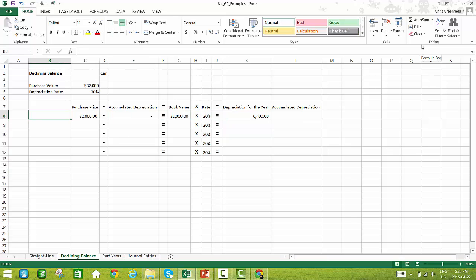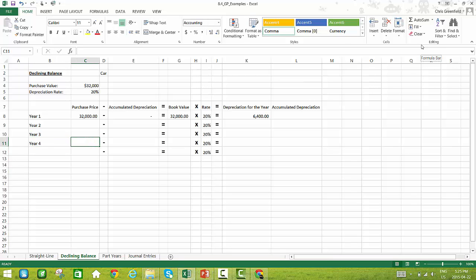Just to make this easier, I'm going to label year one, just so we can keep track here. Four years should be enough. Now we have to keep track and add up our depreciation from each year. I started with 0. We have a brand new car with no depreciation. This year we have 6,400. So I'm going to add 0 plus 6,400. That gives me 6,400. Now I'm going to transfer that last number over to the accumulated depreciation for the next year.